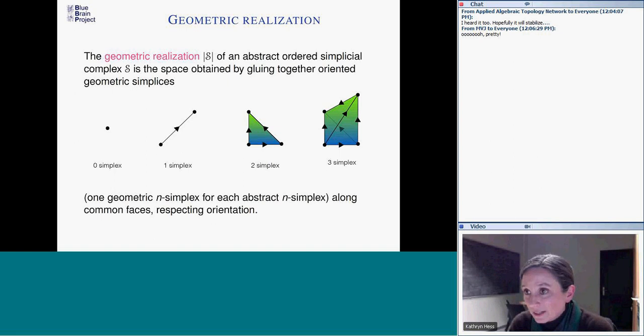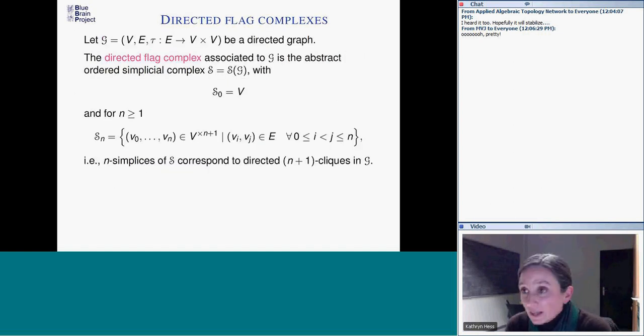We're going to associate to any one of these abstract ordered simplicial complexes a topological space, which we'll think of as the geometric realization, by associating to every abstract n-simplex, so every ordered list or ordered set with n+1 elements, a geometric n-simplex, and we're going to glue them together along their faces, respecting the orientation, respecting the order. So in the end, in the topological space, you forget the order, but the orientations are telling you how you should glue things together.